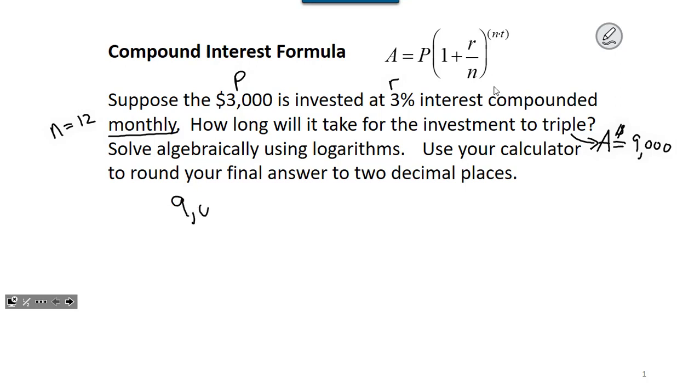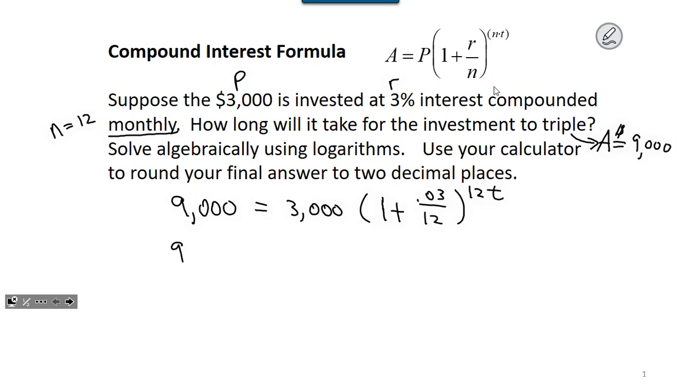So this says that 9,000 is going to be equal to 3,000 times 1 plus 0.03, that's our percentage converted to a decimal, divided by 12. So we're dividing by that value of n, which is 12, and all that raised to the 12 times what I'm looking for, which is t. Now we're just going to clean this up a little bit, and then do some algebra in order to solve this.